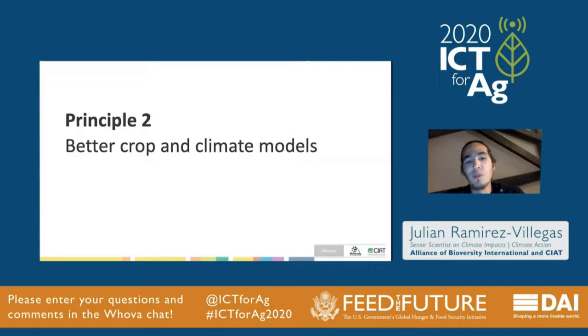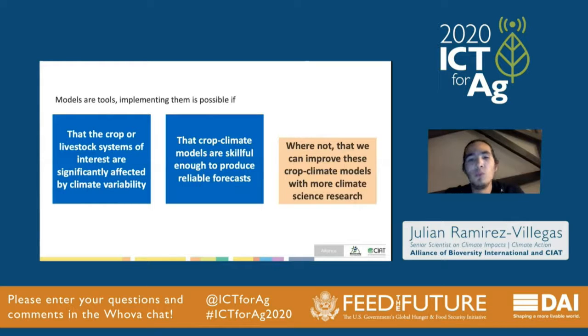So the second principle is better crop and climate models. Basically we follow these 3 rules, right? The crop or livestock systems of interest must be significantly affected by climate variability. Then we should be able to get or to develop crop and climate models that are skillful enough to produce reliable forecasts for the next season or for the next few weeks. And if we cannot get good crop climate prediction models, then we should be able to either develop those or improve the existing ones through more climate science research, climate and agricultural science research, basically.